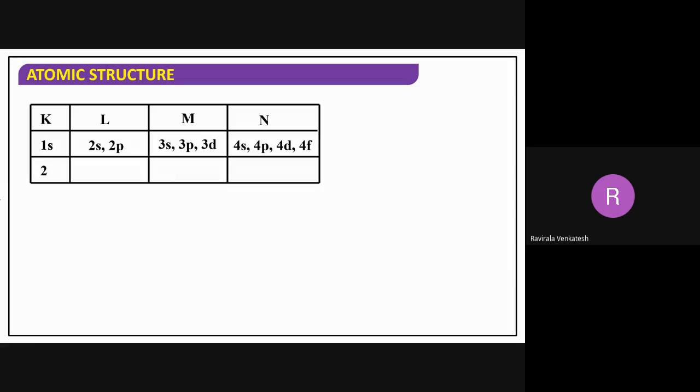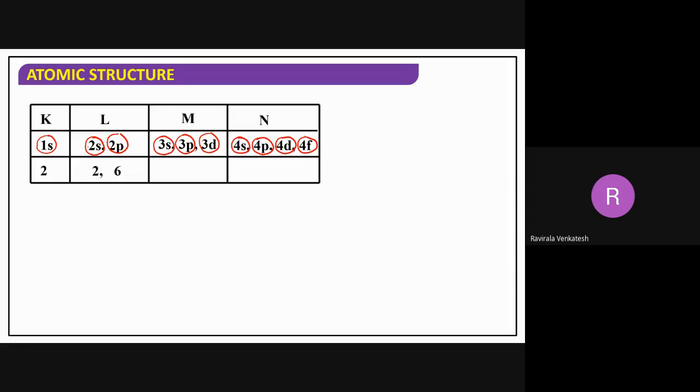Now see, in the K shell we have only the 1s orbital. In the L shell we are going to have the 2s orbital and 2p orbital. In the M shell we are going to have the 3s, 3p and 3d orbitals. In the N shell we are going to have the 4s, 4p, 4d and 4f orbitals. So as the shell increases, what happens? The number of orbitals also increases here.